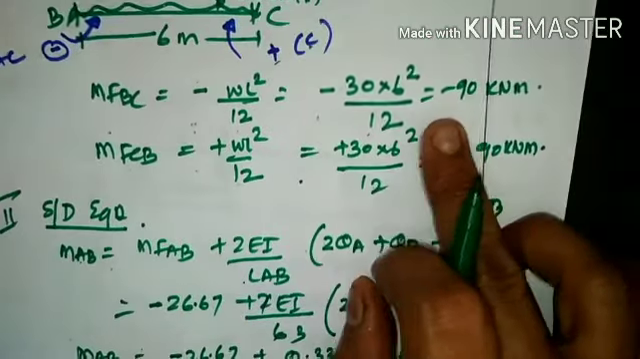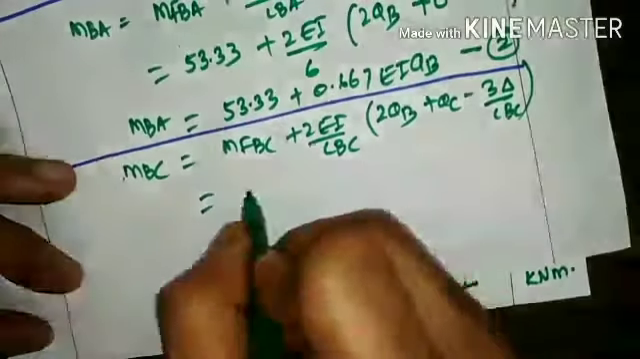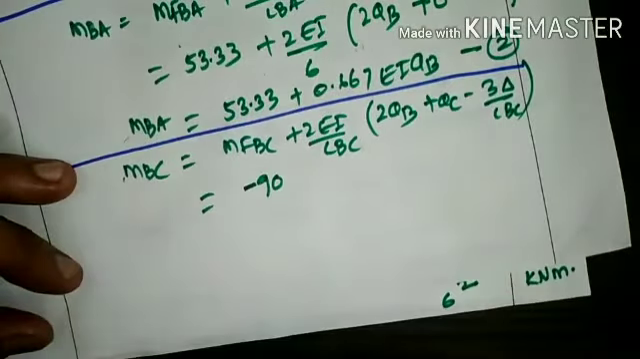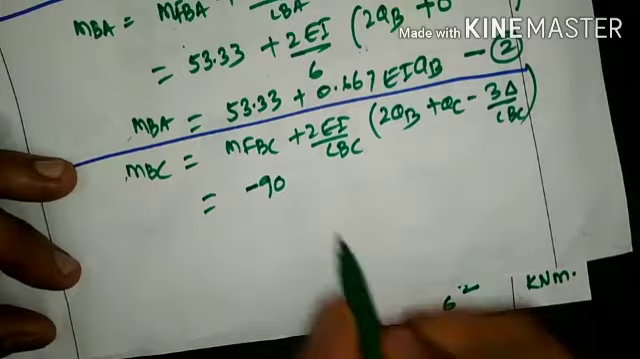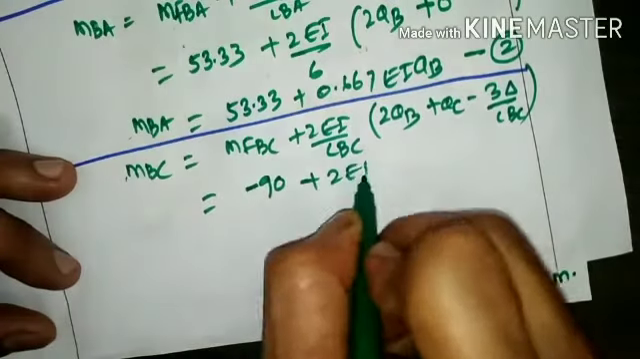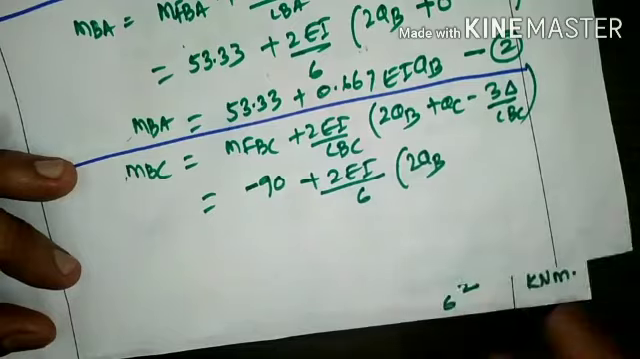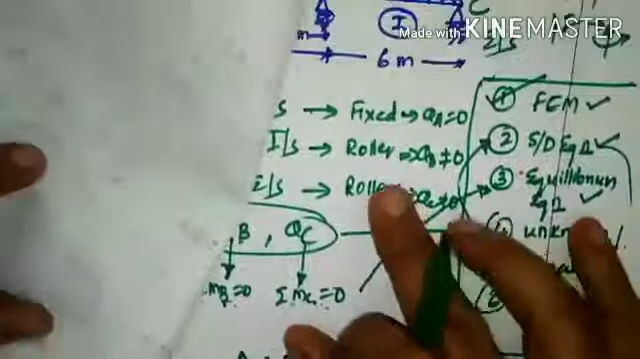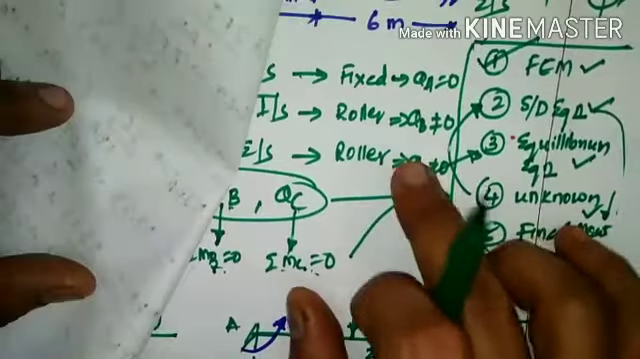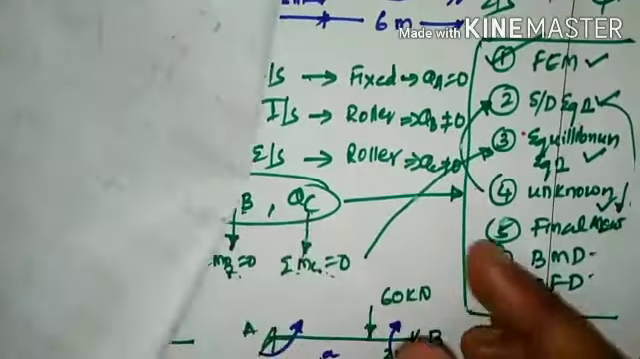MFBC value is minus 90. So we need to take utmost care to write it along with the sign convention. So minus 90 plus 2EI divided by 6, 2 theta B kept as it is. Now theta C shall also not be 0 because it is roller support. So theta B and theta C will be kept as it is.